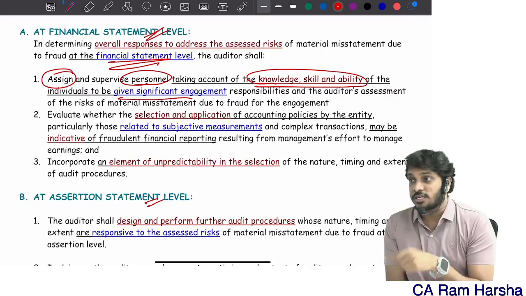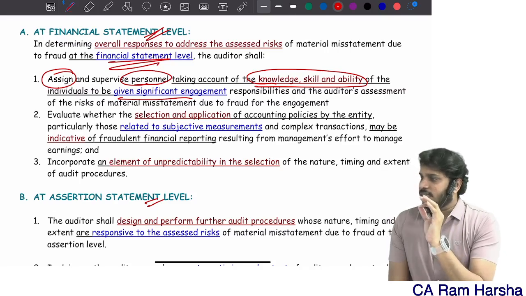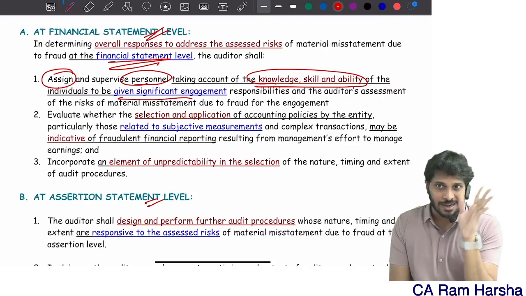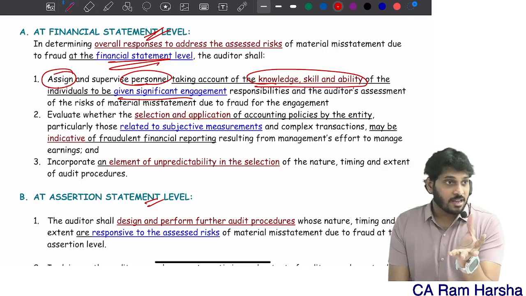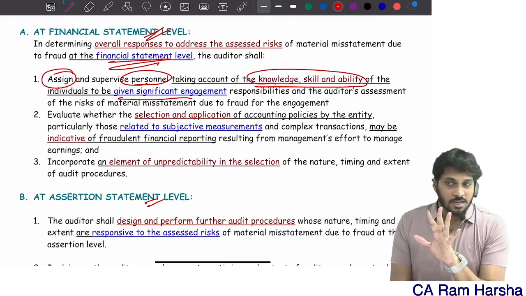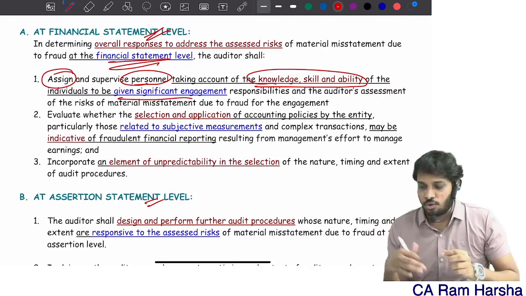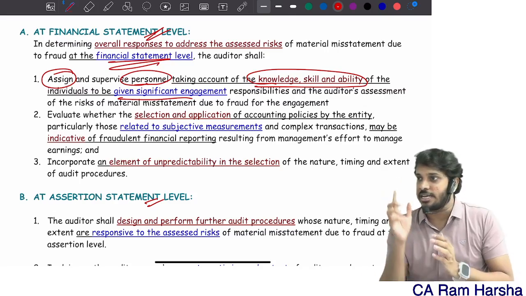This is also called pervasive risk. Multiple elements will be affected. For example, the director who is authorizing transactions, his attitude itself is bad. Now tell me, where will he do fraud? Anywhere and everywhere, correct? We don't know exactly where he will do the fraud. To deal with this kind of scenario, I should assign and supervise personnel having sufficient skill and knowledge.